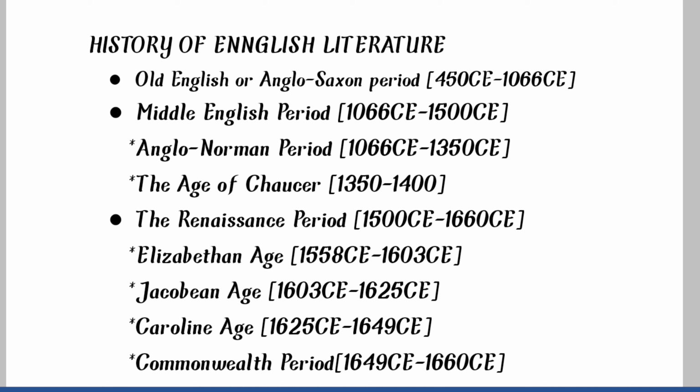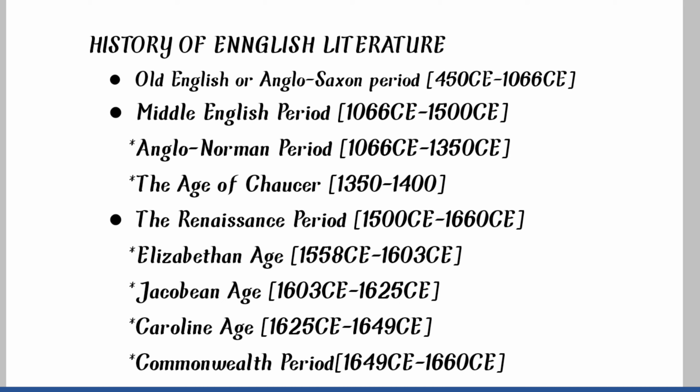First is called the Anglo-Norman period, which ran from 1066 to 1350 CE, when the Normans conquered Europe. Then we have the Age of Chaucer, 1350 CE to 1400 CE. Chaucer is Geoffrey Chaucer, who is called the father of English literature and also often called the father of English poetry. He is well known for his works like the Canterbury Tales and the Faerie Queene.